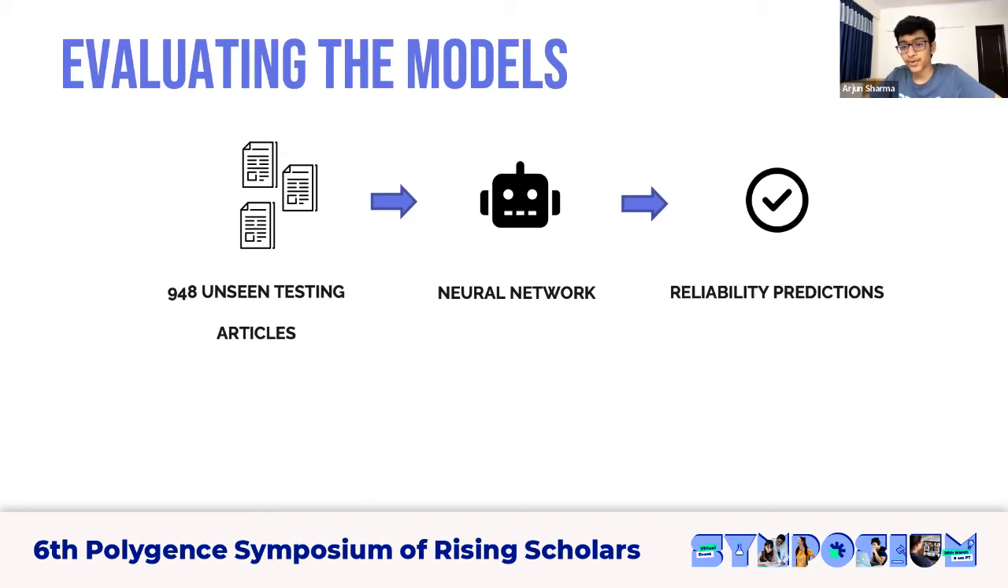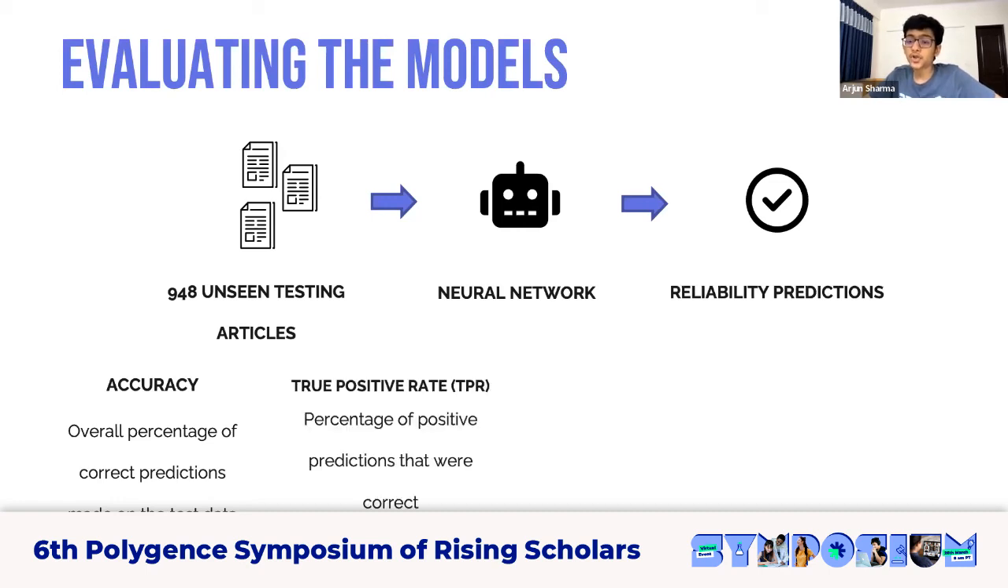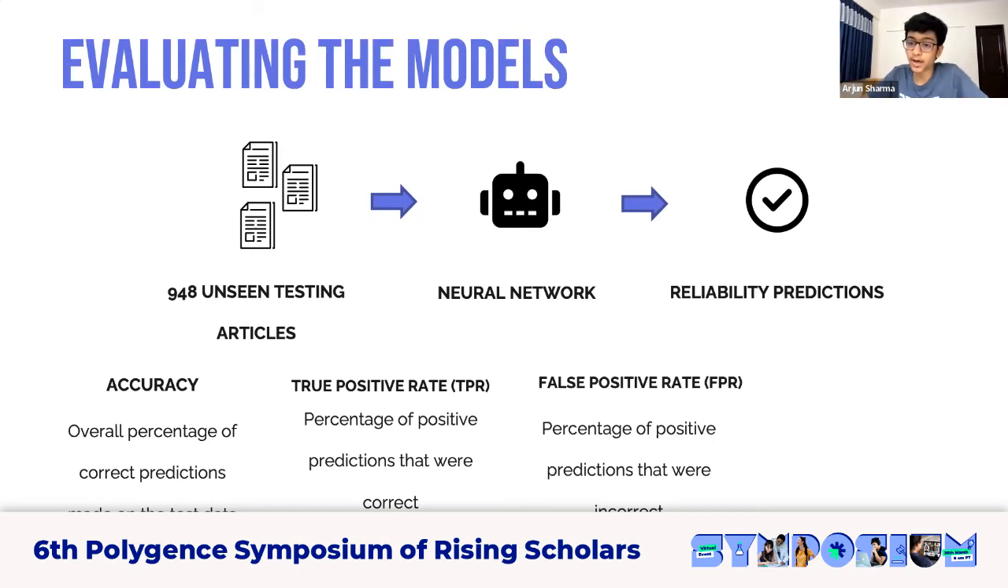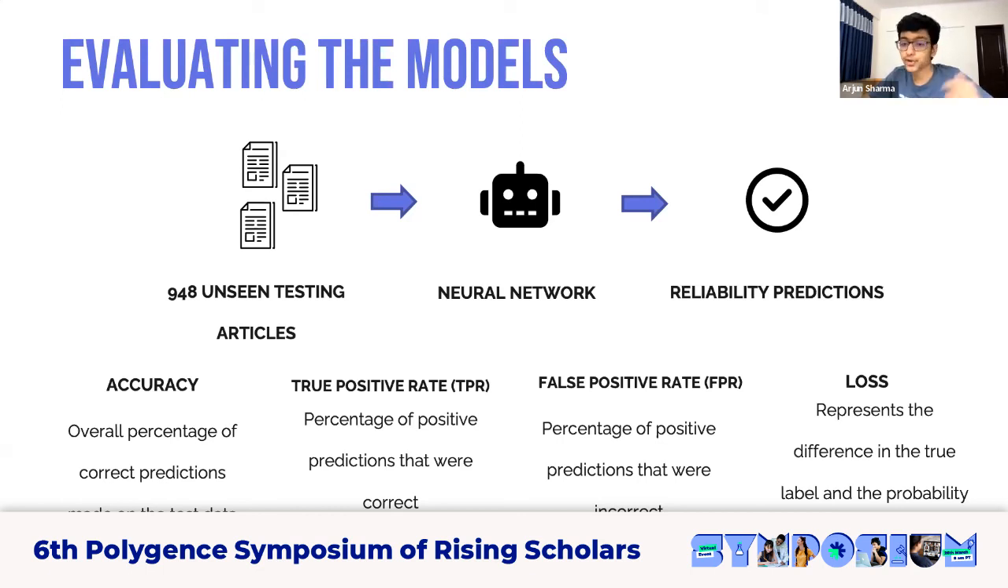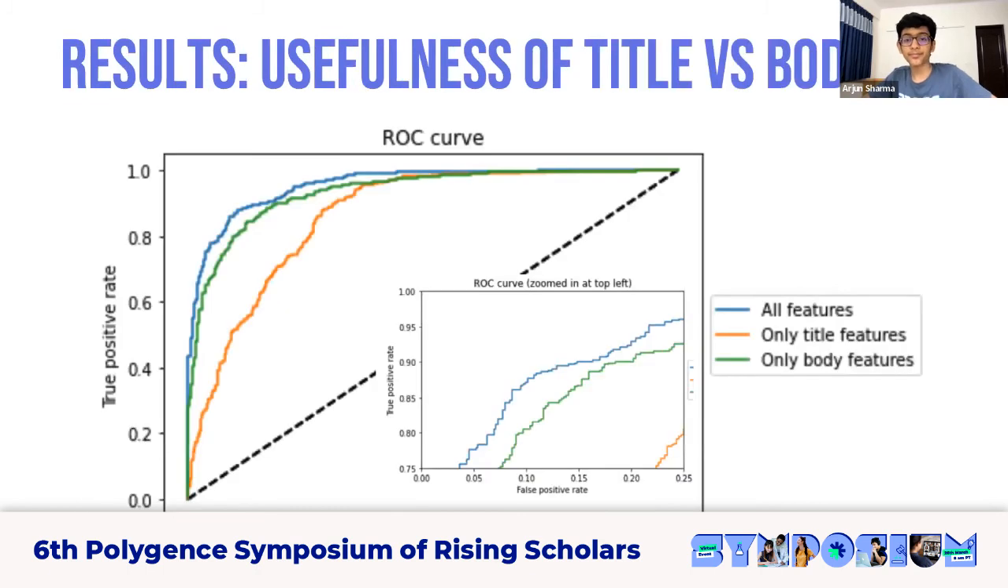4 metrics were used for this: the accuracy, which is the percentage of correct predictions made by the model; the true positive rate, which is the percentage of articles labeled as unreliable that were correctly labeled as unreliable; the false positive rate, which denotes the percentage of articles labeled as unreliable which were actually reliable; and the loss, which is found using a binary cross entropy function and represents the difference between the true label and the confidence of the model in its predicted label. The closer the loss is to 0, the better.